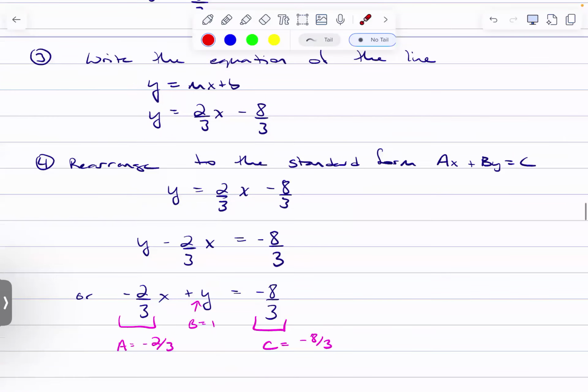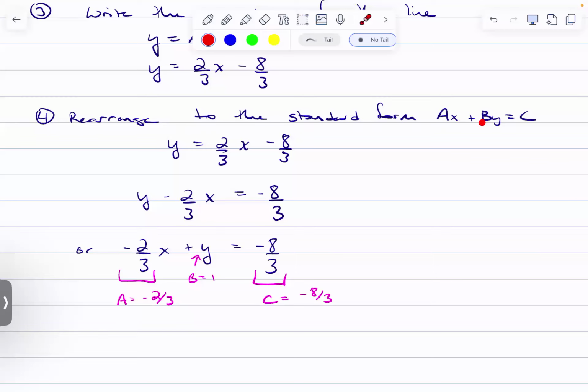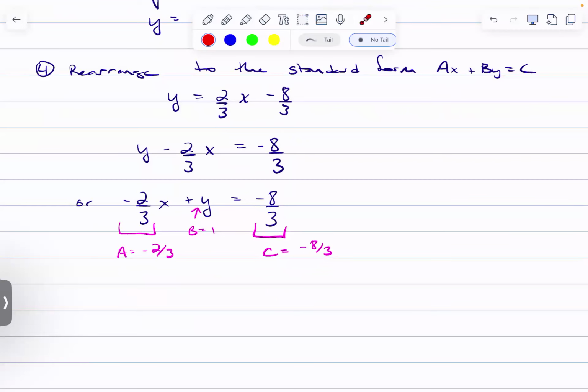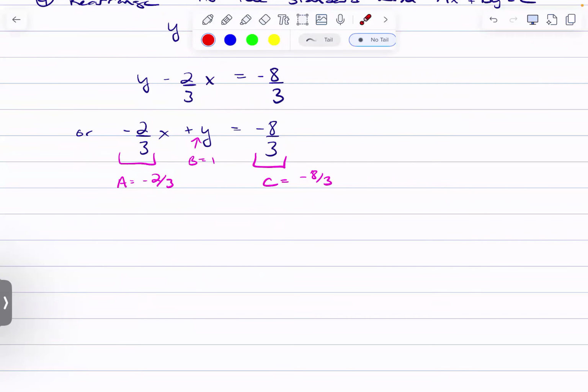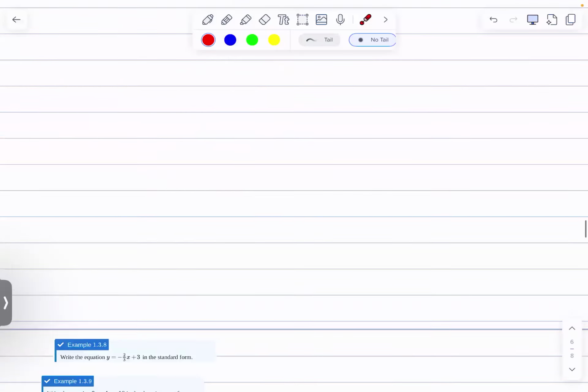Then I need to rearrange to put it into the standard form, ax plus by equals c, and I do that. I move some things around. X's and y's have to be on one side, and ideally x first and then y, but I keep bungling that up. So then I have to do another line. But then a would be negative 2 over 3, b would be 1 again, and c is negative 8 over 3 in that case. Nice.